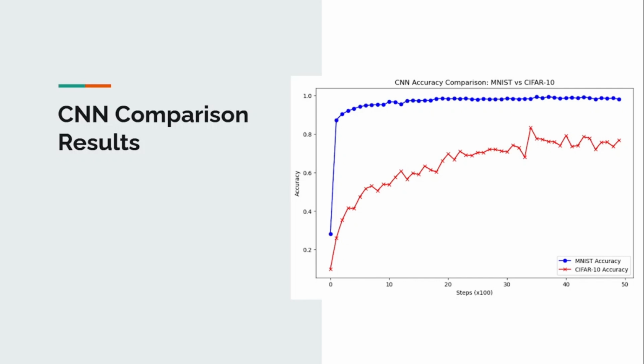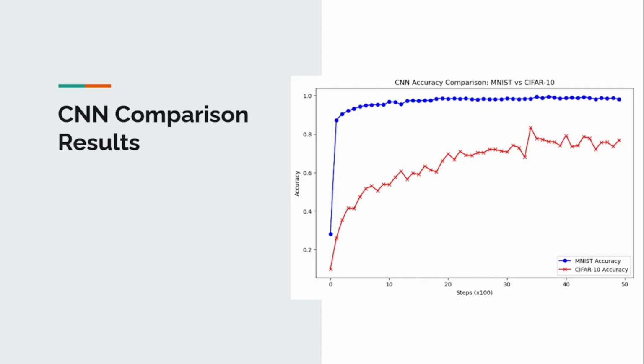I then compared the performance of my CNN model on two datasets, MNIST and CIFAR. The CNN model I designed for MNIST, which consisted of a single convolutional layer, achieved an accuracy exceeding 98%, whereas the CIFAR model, despite having more layers and filters, reached only 72%.